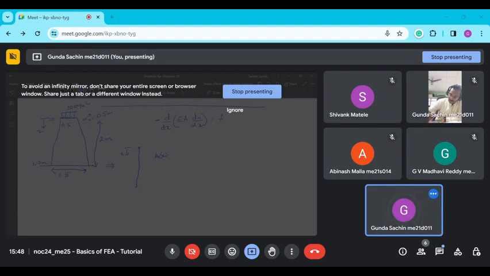But you need to keep in mind that the area of this bar is changing with x, and then you need to know what the boundary conditions are. So at the bottom you have the fixed support, that is u is equals to 0, and at the top you have a force acting on it, which is 20 kilonewton per meter square.